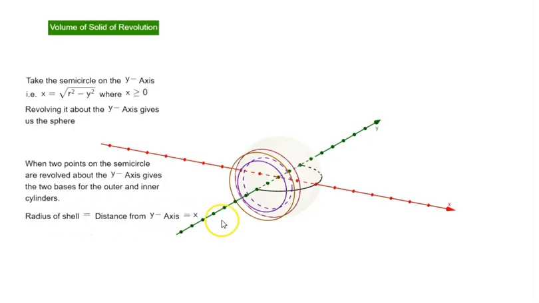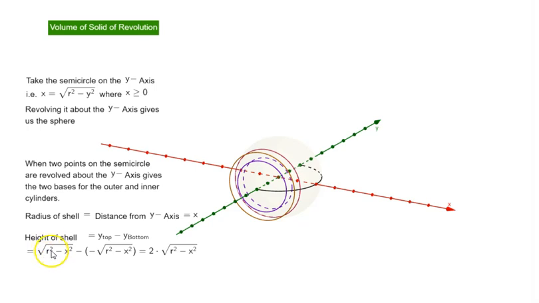Now, the radius of this shell. This is called a shell or a ring. The radius of the shell is equal to the distance from the y-axis, which is equal to x. The height of the shell is equal to the y coordinate at the top minus the y coordinate at the bottom. When we subtract that, we get the height of the shell or the ring.